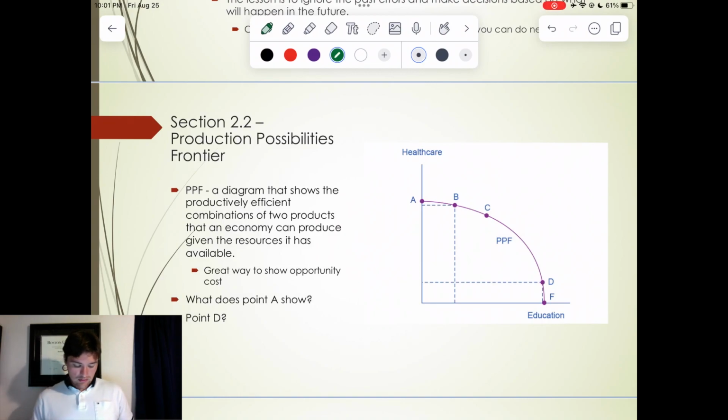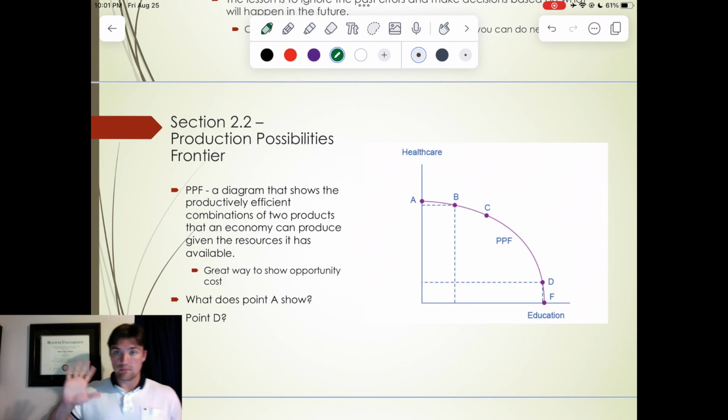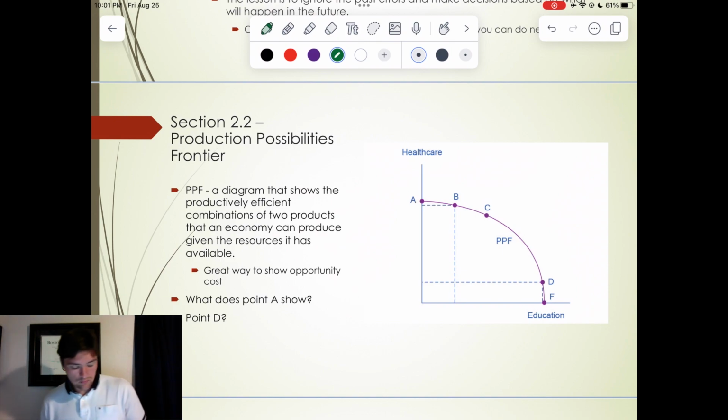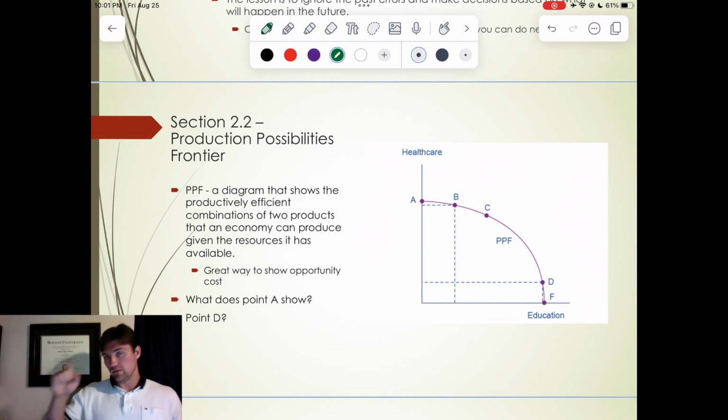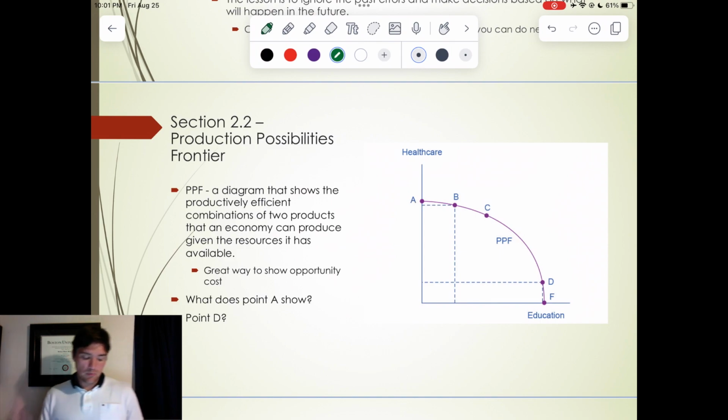So now let's talk about section 2.2, which is talking about the production possibilities frontier. This is the PPF. Let's just make it shorter to make it easy. The PPF is a diagram that shows the productively efficient combination of two products that an economy can produce given the resources it has available. This is a great way to show opportunity cost. But more importantly, let me explain what this is.